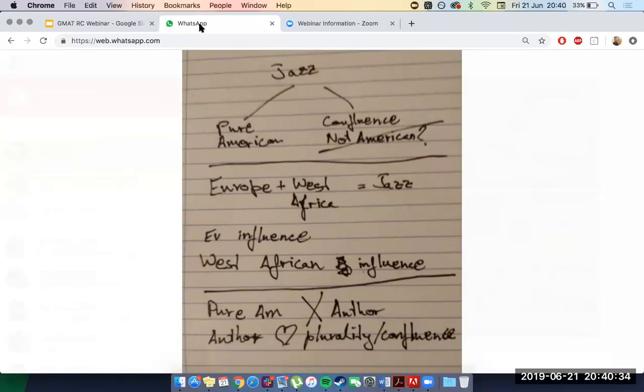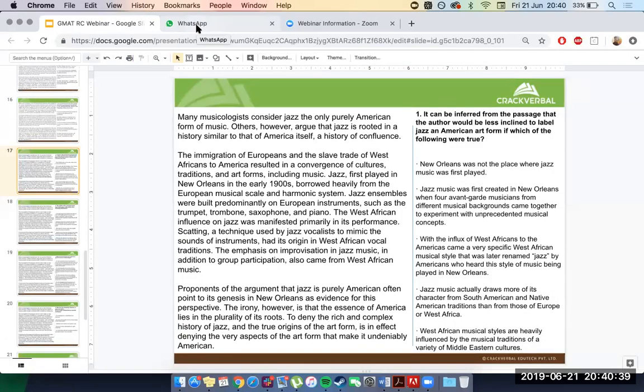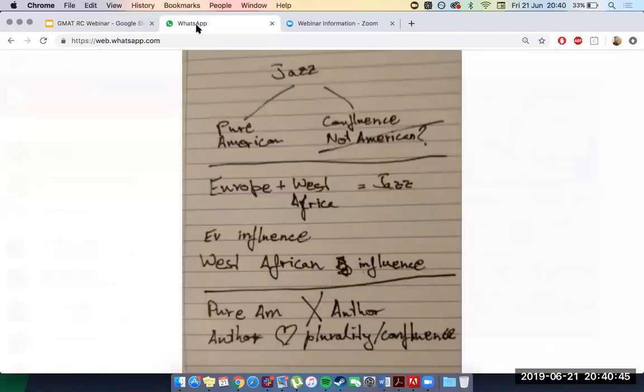There is a little bit of confusion over there. It really could be either. So that's a bit confusing. That's something that we definitely have to try to get around. But okay, at least we do know that the central idea of the first paragraph is this. What was the general idea of it? It tells us that we're going to be talking about jazz. It tells us that this whole passage is going to be about jazz in some way, and that there are different opinions about jazz. So great. So I've split this into two sides, and I've said pure American versus confluence or being not American.